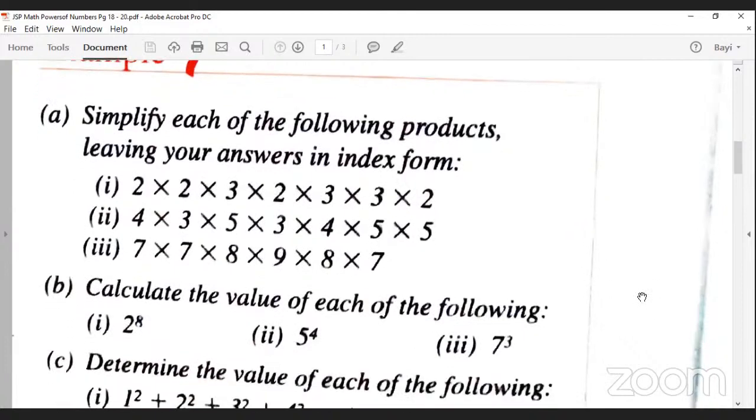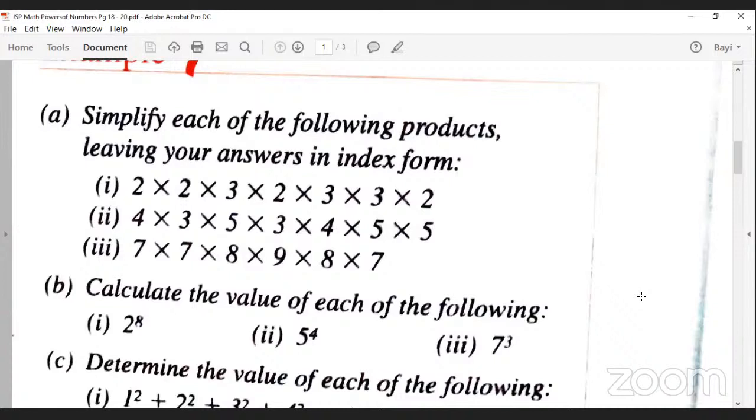Example 1. Simplify each of the following products, leaving your answers in index form. When they say leave it in index form, they're saying don't multiply it out to get a number. Multiply it to show the powers. You see what they mean. So that's A, and you have part I, which is 2 times 2 times 3 times 2 times 3 times 3 times 2. Part II: 4 times 3 times 5 times 3 times 4 times 5 times 5.